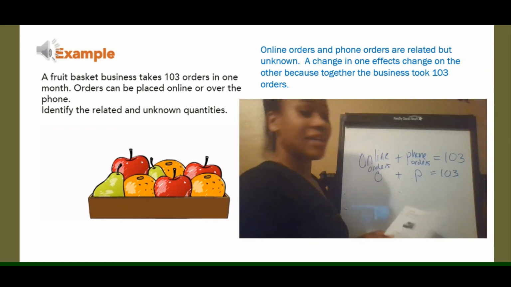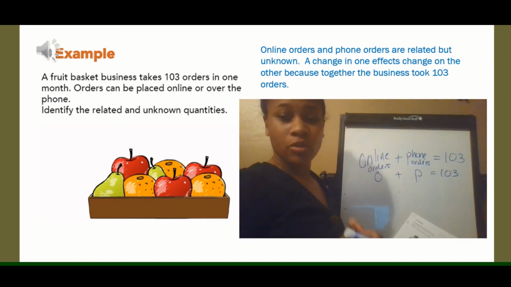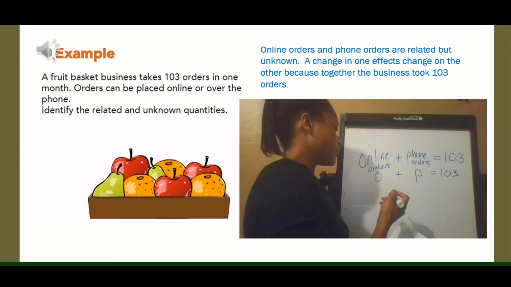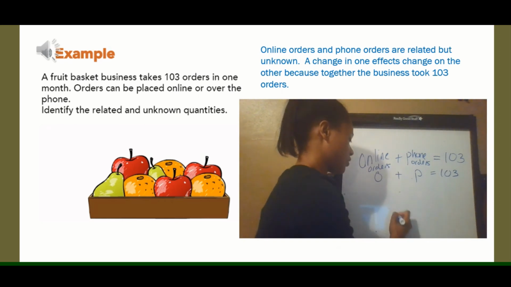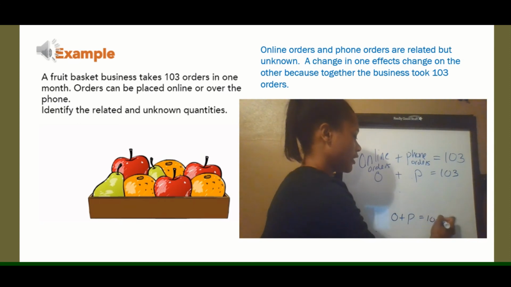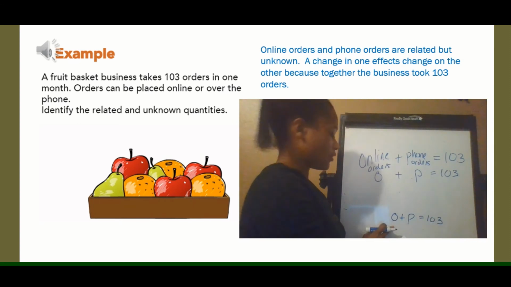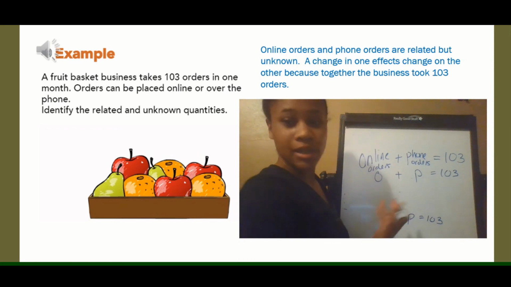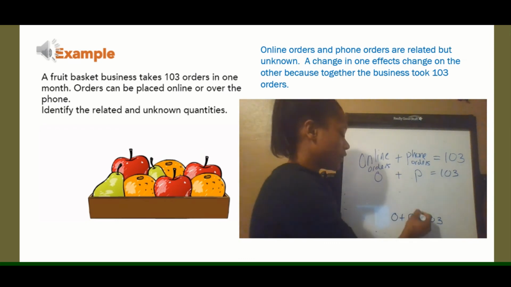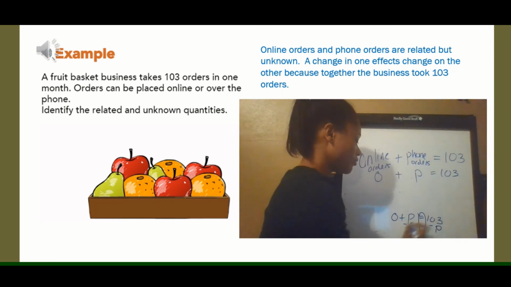So we can manipulate this formula or this equation by solving for the variable. Another way to write this, I'm going to write all 3 equations here, but I'm going to solve for the variable down here. So if I want the value of online orders, that means I need to get O on one side of the equal sign by itself. So I need to solve for the variable by moving p to the other side.